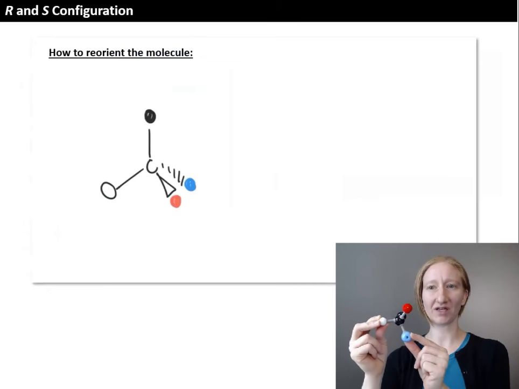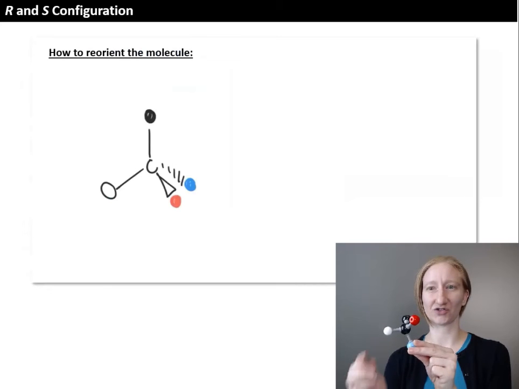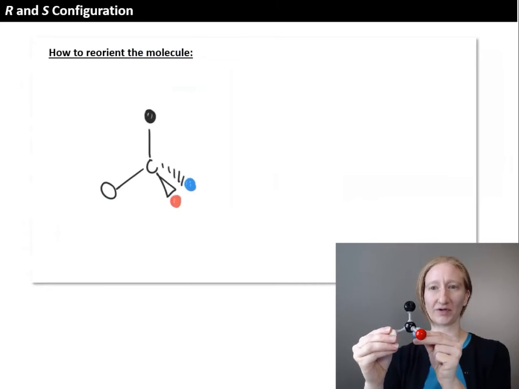If you don't have a model kit in front of you right now, I'd encourage you to get it and build a basic chiral carbon so that you can practice reorienting the structure with the lowest priority group pointing back.